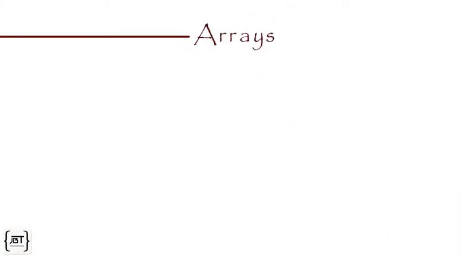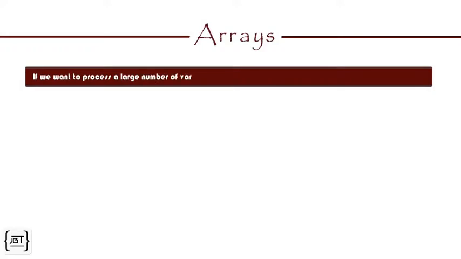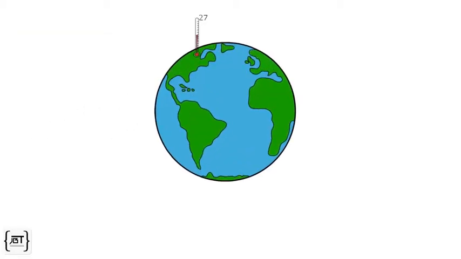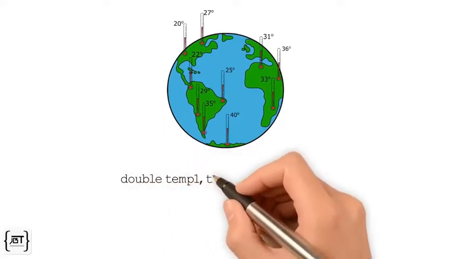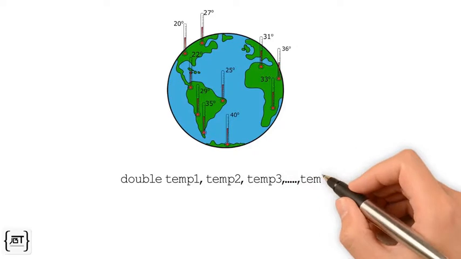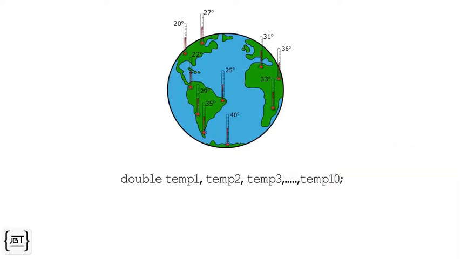In this video, we will talk about arrays. If we want to process a large number of variables, we need a way to collect their values in a data structure. For example, let's consider a scenario where we want to calculate the average temperature of 10 cities. In this case, we may need to create 10 variables to store the temperature of each city. Or there is a better way.